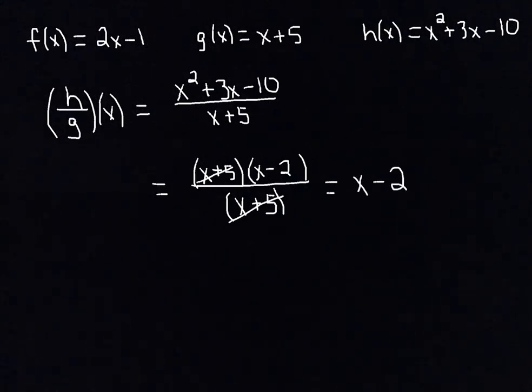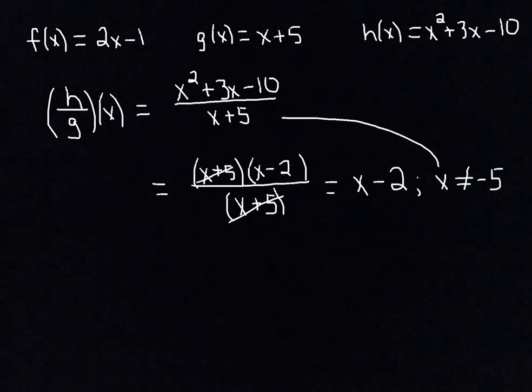However, since I started with a denominator, you're going to have maybe an exclusion because x could never equal negative 5. Because negative 5 plus 5 would give me 0, and you're not allowed to have a 0 in the denominator of a fraction.